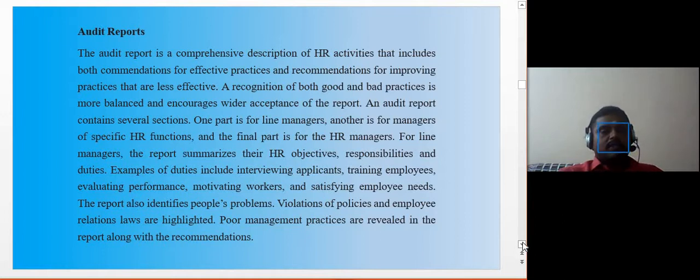The report also identifies people's problems. Violations of policies and employee relations laws are highlighted. Poor management practices are revealed in the report along with the recommendations.